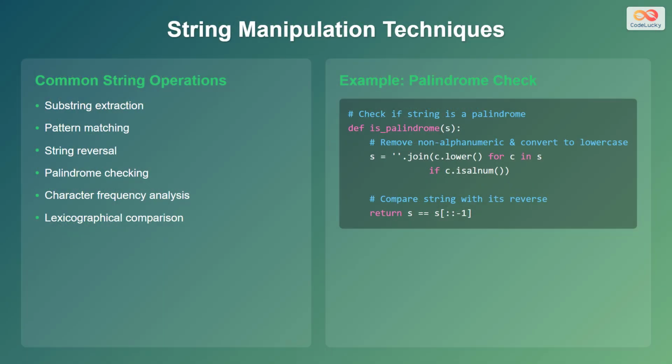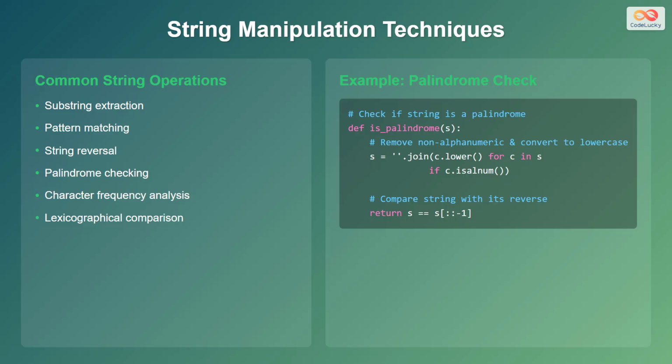Strings are another essential data type in programming. Let's explore some common string manipulation techniques. These techniques include substring extraction, which is retrieving a portion of a string. We have pattern matching, which is finding occurrences of a specific pattern within a string. String reversal is reversing the order of characters in a string.